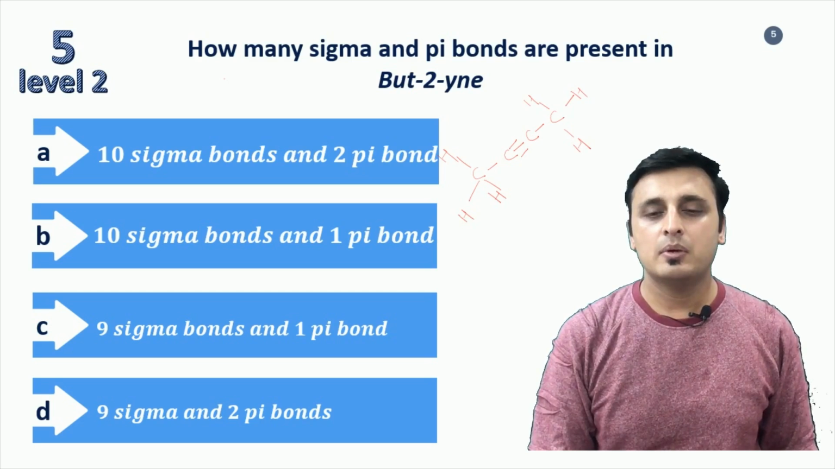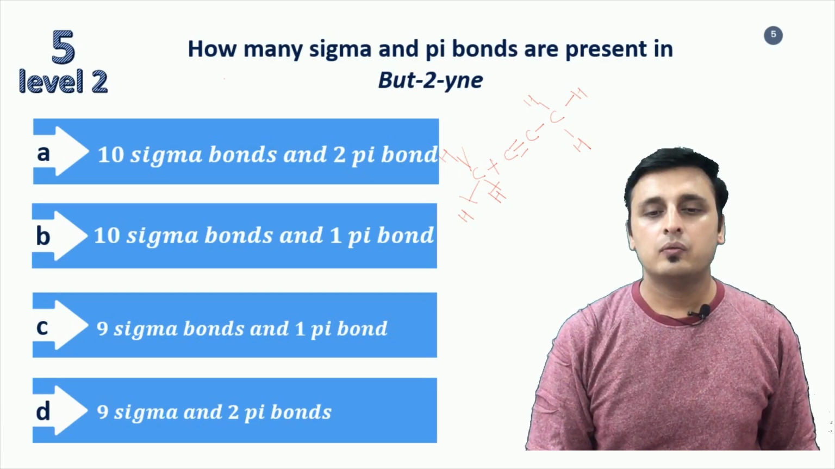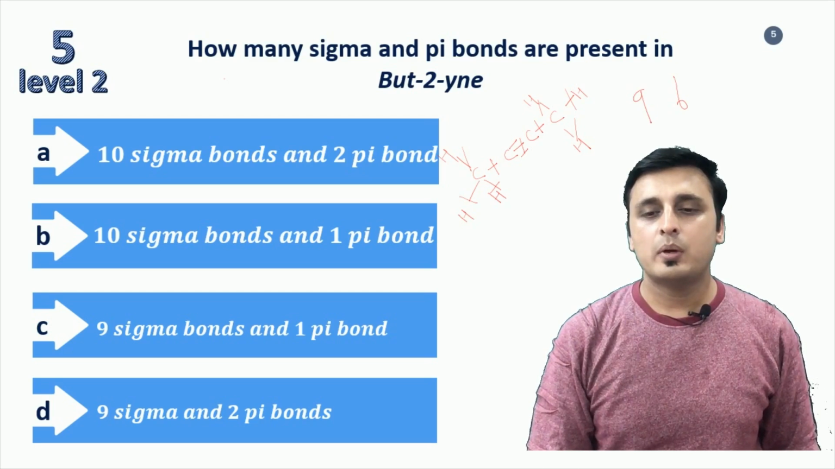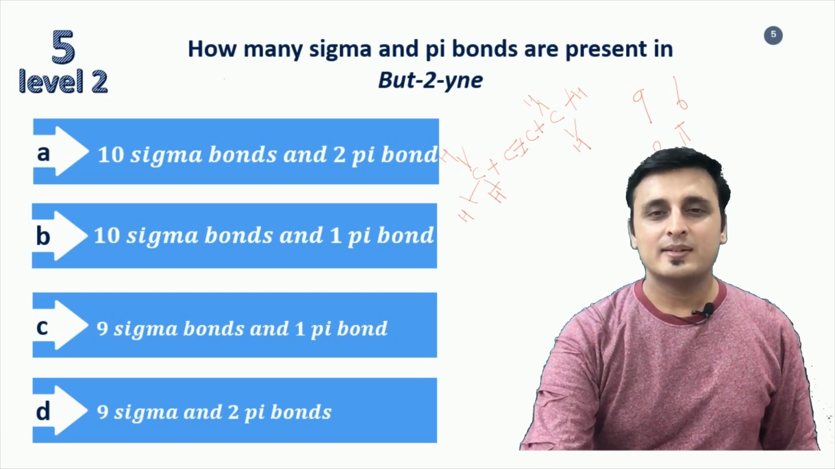Here the third carbon already has all its valencies fulfilled, and you can write 3 more hydrogens on this terminal carbon. When we count sigma bonds, we count bonds like this: this is 1 sigma, second, third, fourth, any one of these, fifth, sixth, 7, 8, 9. So we have 9 sigma bonds, and we can see that there are 2 pi bonds, as it is the yne molecule. So the correct answer will be 9 sigma and 2 pi bonds.